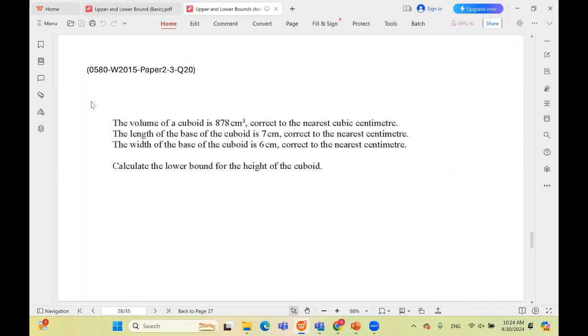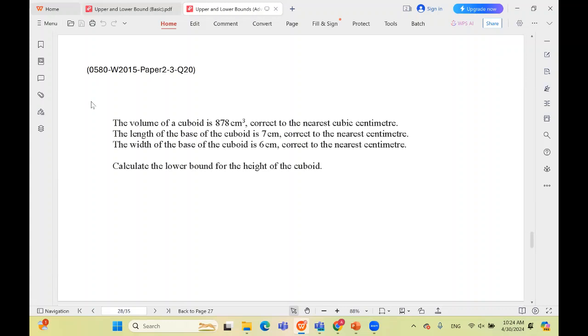The volume of a cuboid is 878 centimeters cubed, correct to the nearest cubic centimeter. The length of the base of the cuboid is 7, correct to the nearest centimeter. The width of the base is 6, correct to the nearest centimeter. Calculate the lower bound for the height of the cuboid.